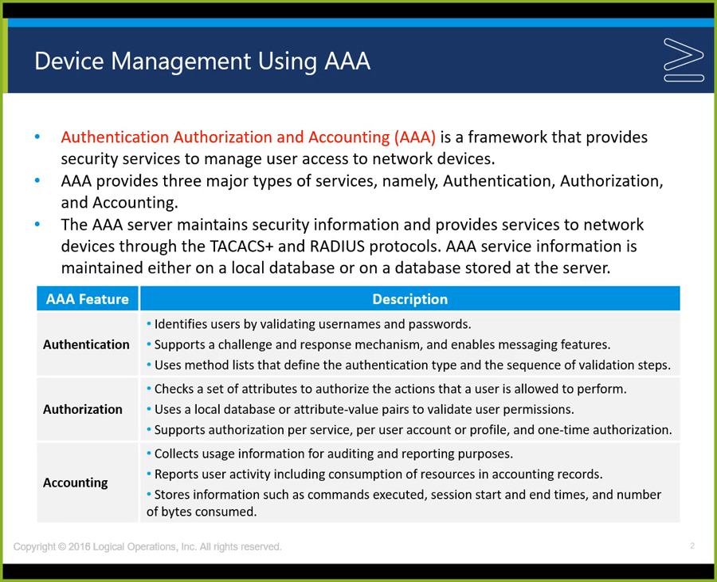So the device management, authentication, authorization, and accounting, it's in red because you'll probably see that again. The framework provides security services to manage user access to the network devices. Three major types of service: authentication, authorization, accounting. We've kind of talked about these before, I think. Security information: the AAA server maintains the security information in its own database for the devices. And for the network devices, we can use either TACACS or RADIUS protocols. Both are supported.